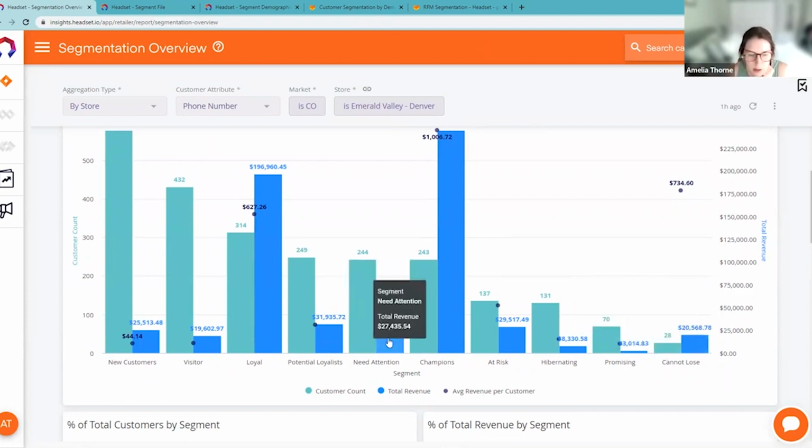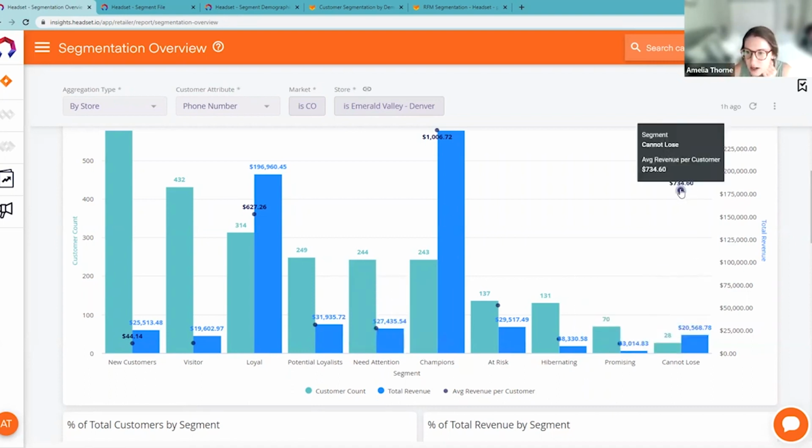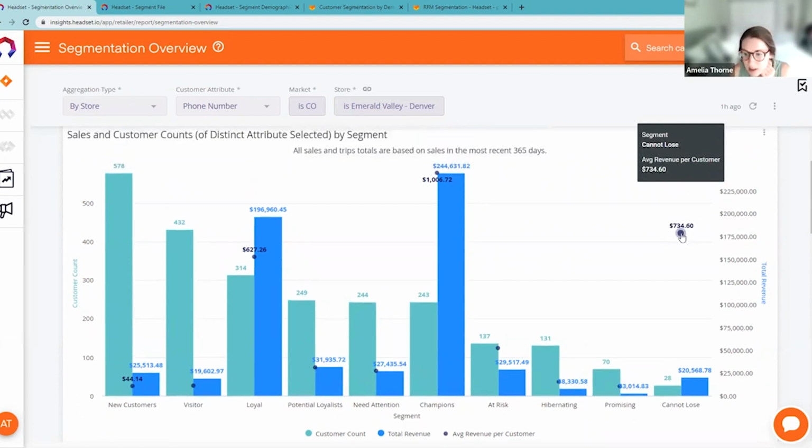I should mention too, the light green bar here is the customer count, and the blue bar is the total revenue that segment makes up. So that's how to look at that. And then the average revenue per customer is going to be the gray dot. So the average revenue per customer for Cannot Lose is $734. And I believe that's in a year. If anyone on the line wants to correct me on that, but that's the average revenue they would spend per year.